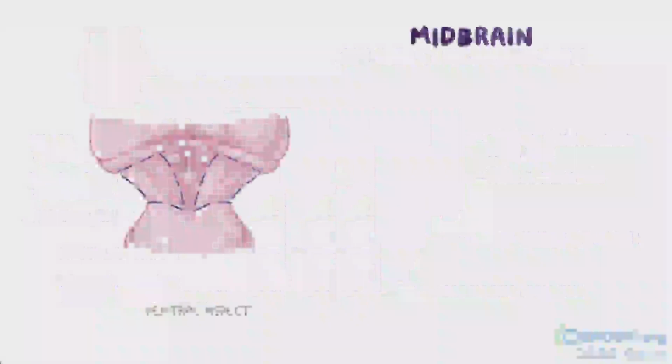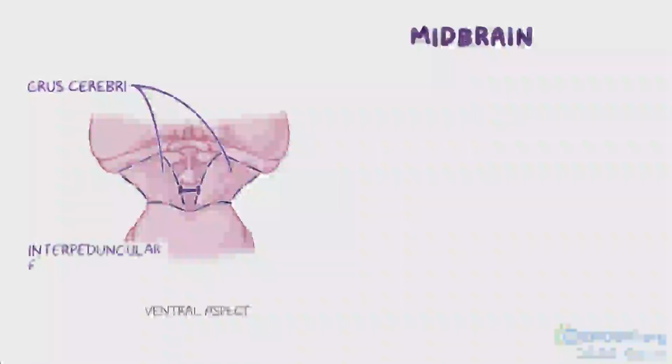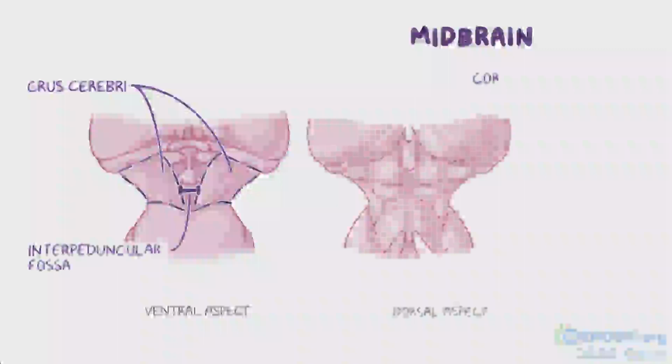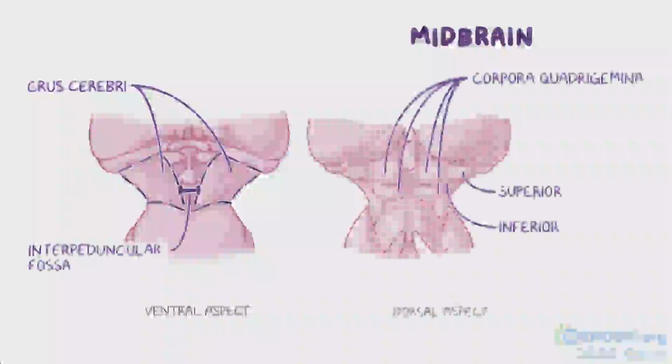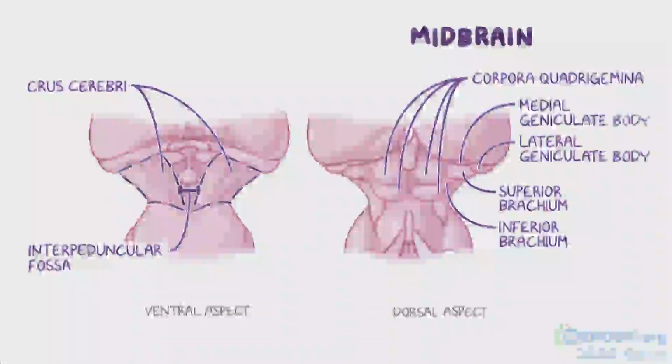The midbrain contains the crus cerebri and the interpeduncular fossa on the ventral aspect and the corpora quadrigemina on the dorsal aspect, along with the superior and inferior brachii and medial and lateral geniculate bodies on the lateral side.